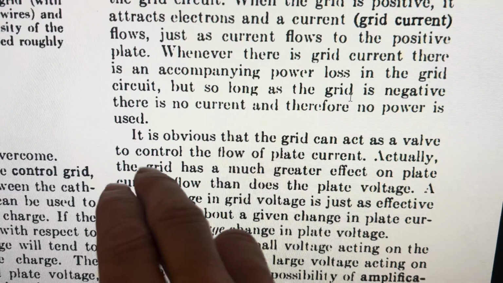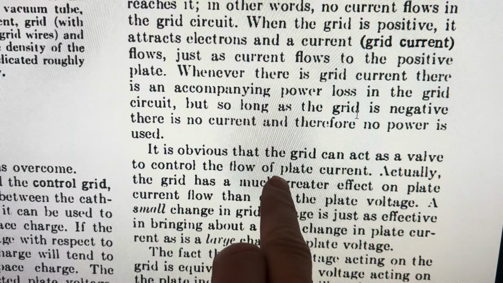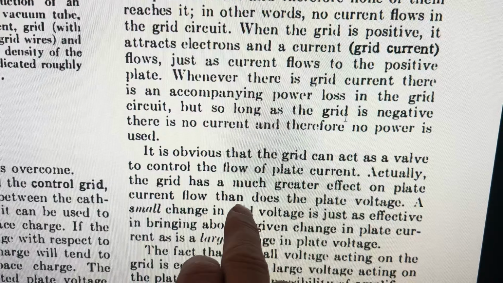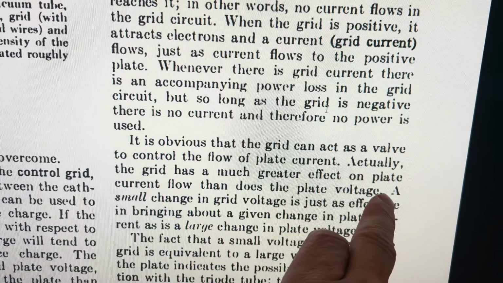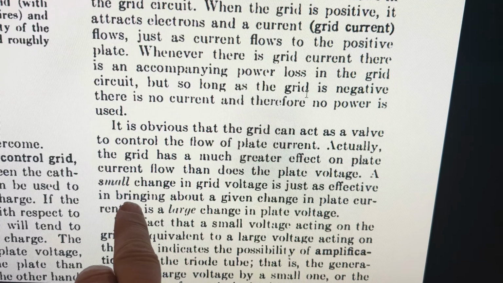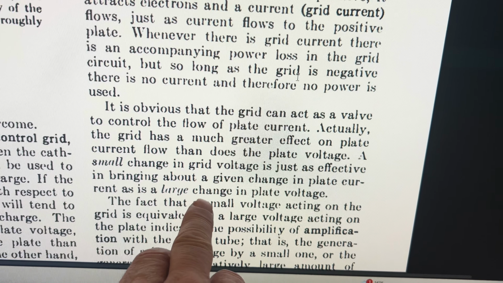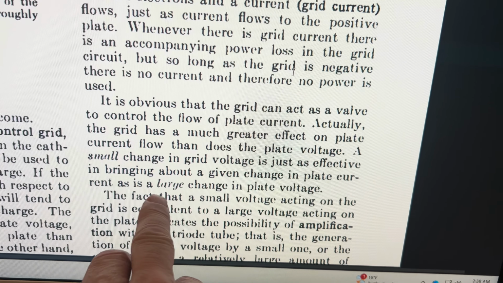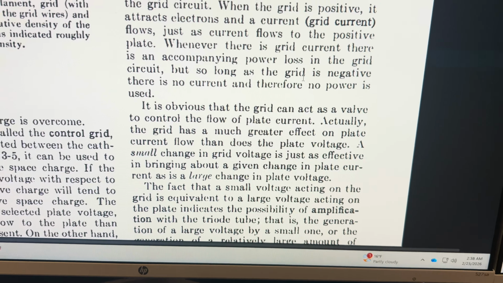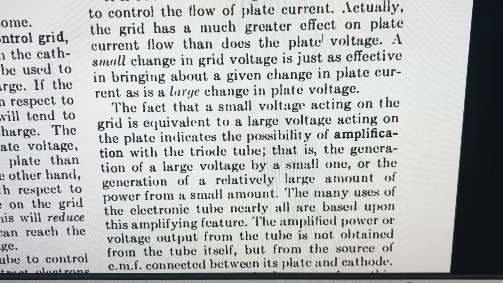It says right here, it is obvious that the grid can act as a valve to control the flow of plate current. Actually, the grid has a much greater effect on plate current flow than does plate voltage. A small change in grid voltage is just as effective in bringing about a given change in plate current as a large change in plate voltage.